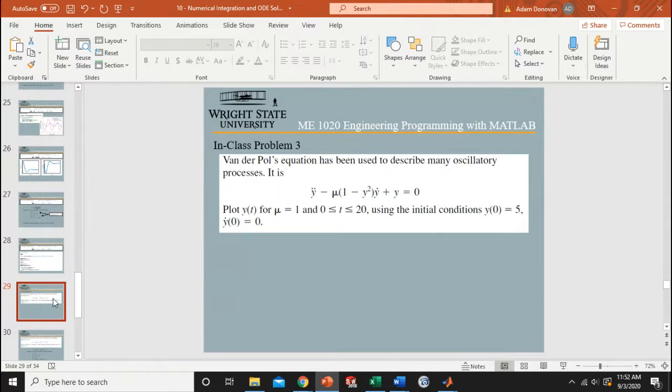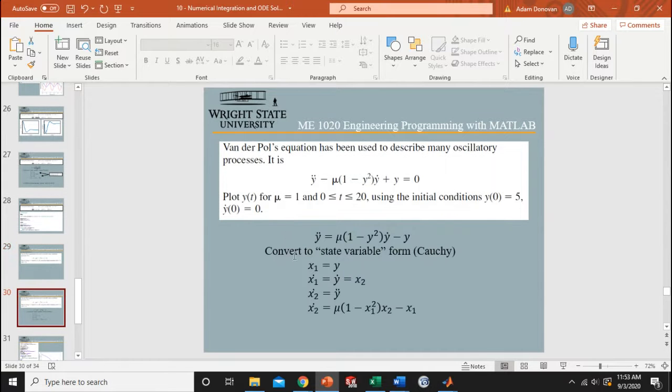So what I want you to do is use the method I just showed you to plot y of t, given this fairly complicated second order differential equation. And I want you to do it over a range of t from 0 to 20. Mu is going to be equal to 1, so it stays pretty simple. And then here are your initial conditions. Y of 0 is 5, y dot of 0 is equal to 0. And so take some time, see if you can set it up.